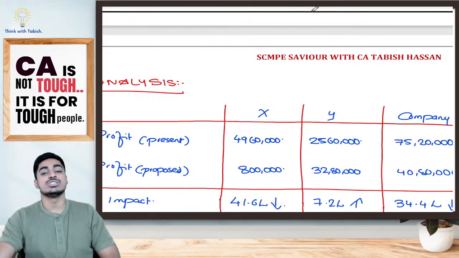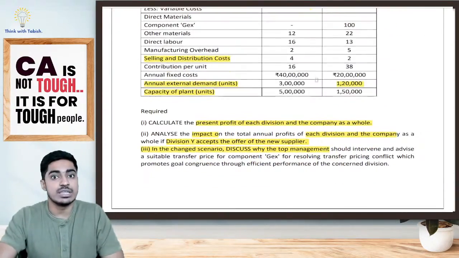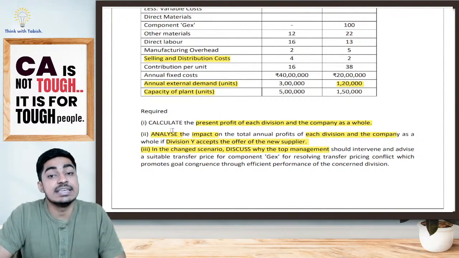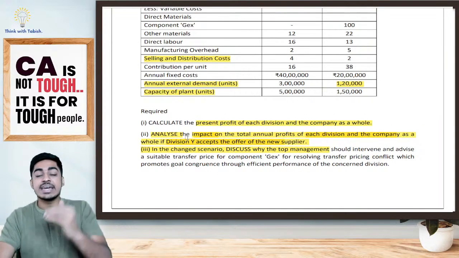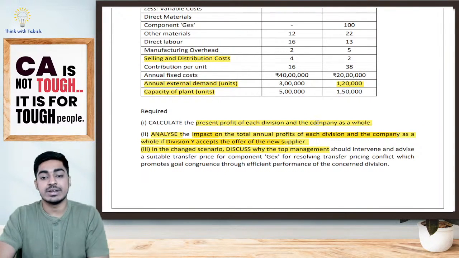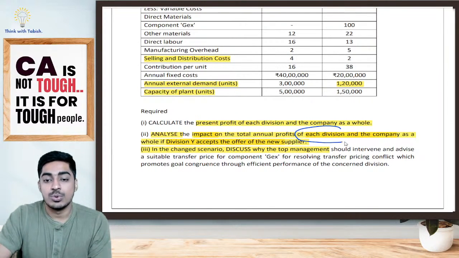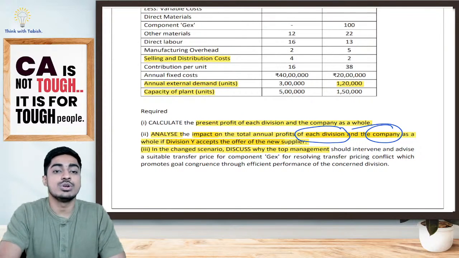Now, is the question over? No. What is the question asking? The very important thing is to look at the requirement of the question. The question is telling us to analyze. We need to analyze the impact on profit. What impact did it have on the profit? That is what happened and why it happened, of each division and the company as a whole. What happened to each division? What happened to the company as a whole? Now we are going to analyze.